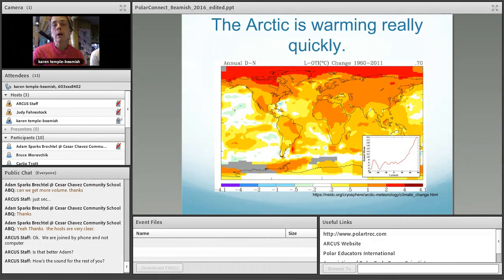As I said, the Arctic is warming pretty rapidly as greenhouse gases increase. The atmosphere traps the infrared energy that's radiated from the planet and warms the atmosphere. This graph shows that in the Arctic regions, we're having an increase in temperature from 1960 to 2011 of about 2 to 4 degrees Celsius, which is much higher than in the temperate and tropical regions. Next slide, please.